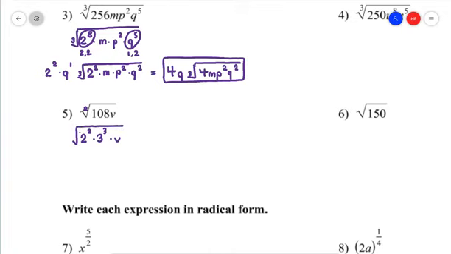So since our index is 2, anything with a power of 2 or greater, so 2 divided by 2 is just 1. 3 divided by 2 is 1 with a remainder of 1, and v doesn't have a power great enough. So on the outside we've got 2 with a power of 1, 3 with a power of 1. Then on the inside we don't have any 2's remaining, we have 3 remaining and the v in there. So 2 times 3 is 6 on the outside, and then on the inside we've got 3v.